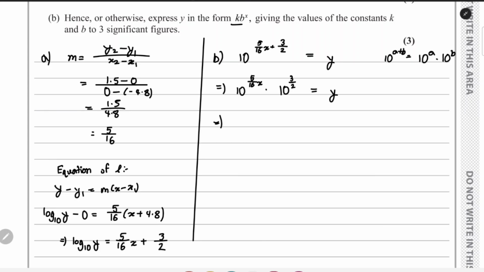Now if I use that, we can calculate 10 to the power 3 by 2, which is 31.6227. I want the value to 3 significant figures, so I'll have 31.6. And now I can write this term on the left as 10 to the power 5 by 16 to the power x. Now I can calculate 10 to the power 5 by 16 as well. To 3 significant figures, it comes out to be 2.05. So this is 31.6 multiplied by 2.05 to the power x. This is equal to y. Or we can just write it flipped now. So y is equal to this.